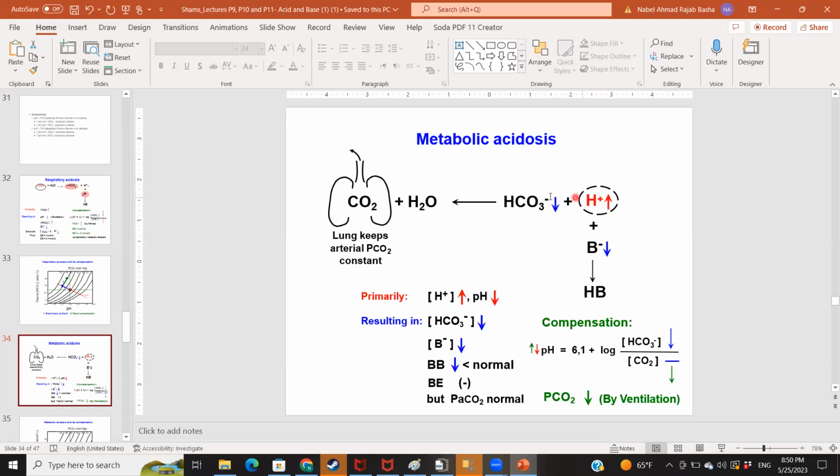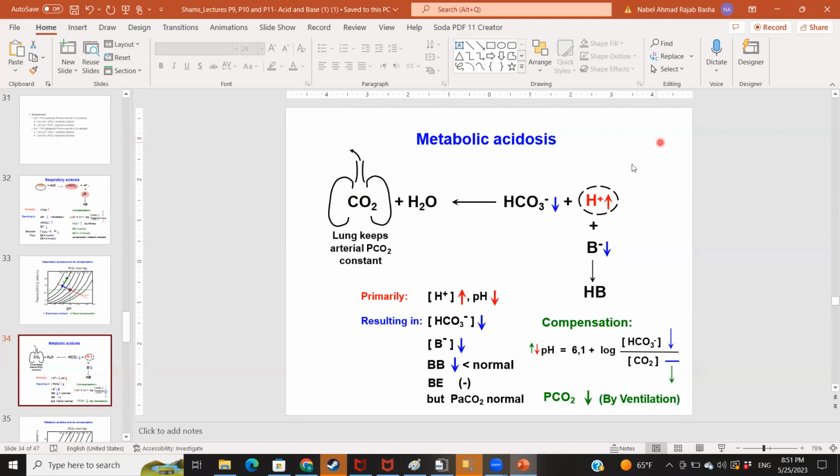So we have hydrogen, and it's going to bind to bicarbonate, forming water and CO2, as you can see in the image, and CO2 will be expired by the lungs. So the lungs will try to prevent the pH from going down because it is excreting CO2. And this is the respiratory compensation.